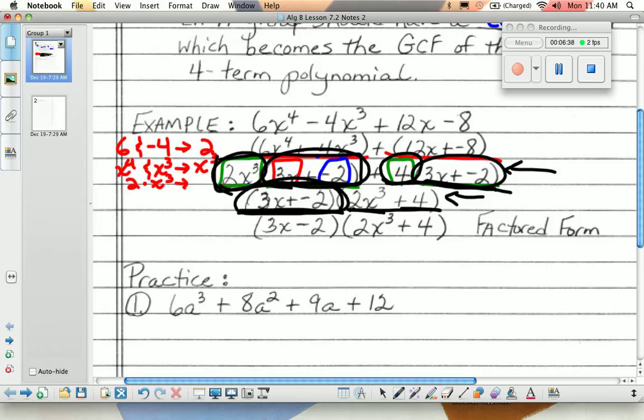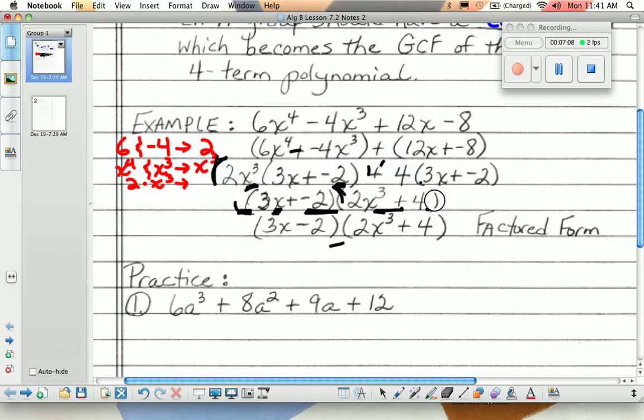After you divide this first 2x cubed times 3x plus negative 2, after you divide that out of there, you have 2x cubed left. So that's what comes over here. And then after you divide out this one, you have the 4. So GCF, resulting factor, cleaned up. Haley. Lots of stuff going on in here. Go ahead. I thought the 2x cubed plus 4 was the GCF.